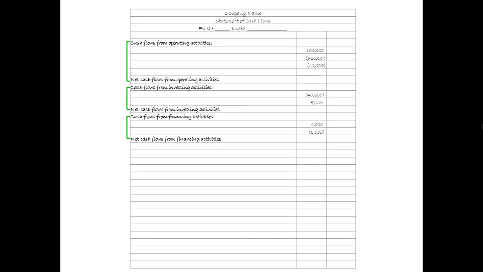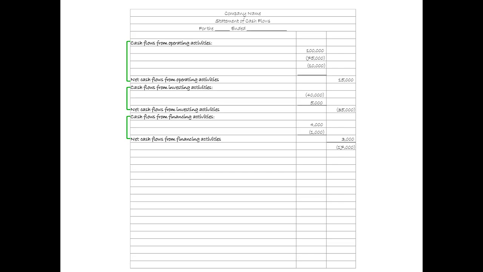Then, for each section, we calculate the total, again making sure that if cash inflows exceeded cash outflows, the total is positive. And if cash outflows exceeded cash inflows, the total is negative. What would be the next logical step? To add the totals for the 3 sections, right? Again, making sure to pay attention to whether the result is positive or negative. In our example, the result is negative $17,000.